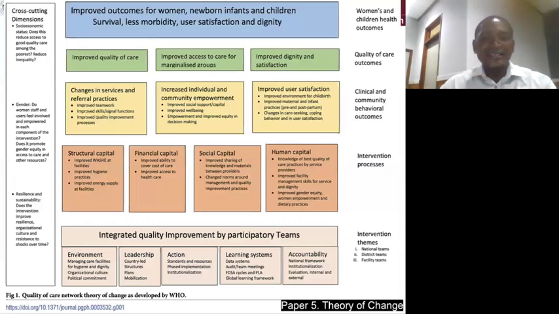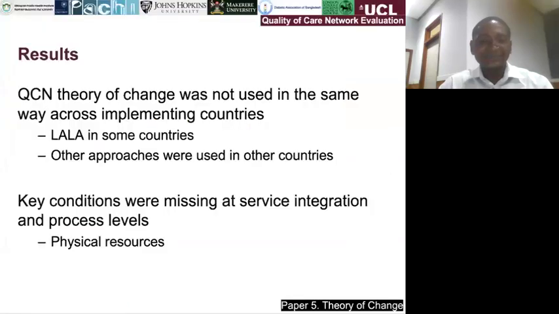So this is the theory of change that was developed at the onset by the WHO and its partners in 2017. It really focuses on broad areas of work and themes. And really, this is a good start for planning how the network might achieve its intended goals. So to our results, what do we find?